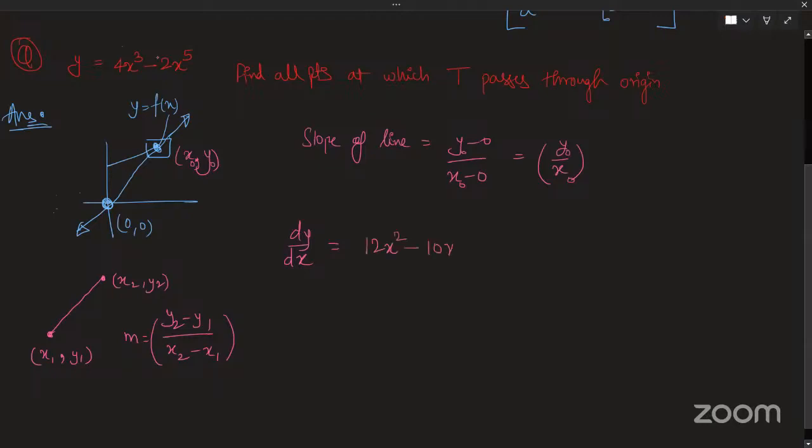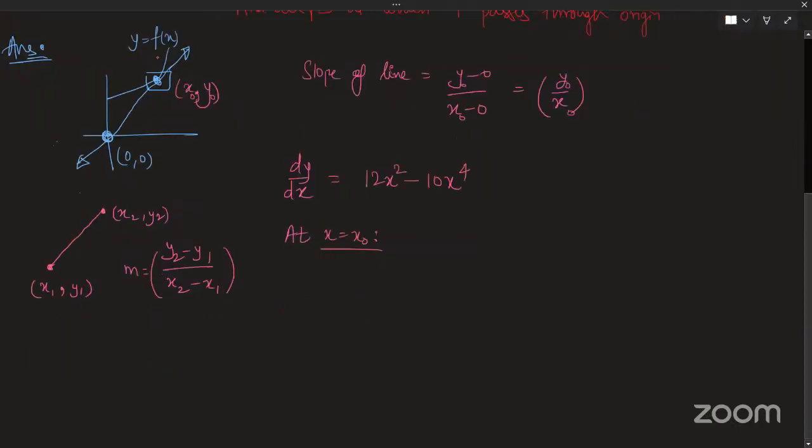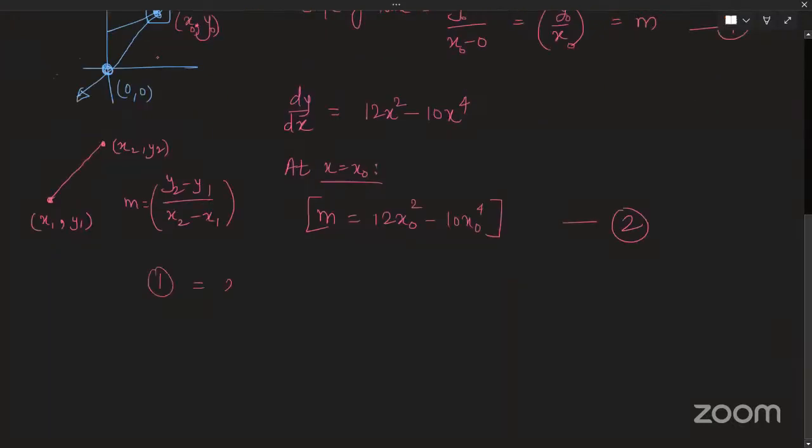Great. So at x is equal to x naught, can you tell what dy by dx will denote? Will dy by dx again denote the slope of the line? Do you agree? It will again be the slope of the tangent, right? So it will be 12 x naught square minus 10 x naught raised to 4. Okay, correct. So I'll write this as equation 1, this as equation 2. Both m and m should be equal, right? So equating 1 and 2, I need to equate both equations 1 and 2. So let us see where it goes.